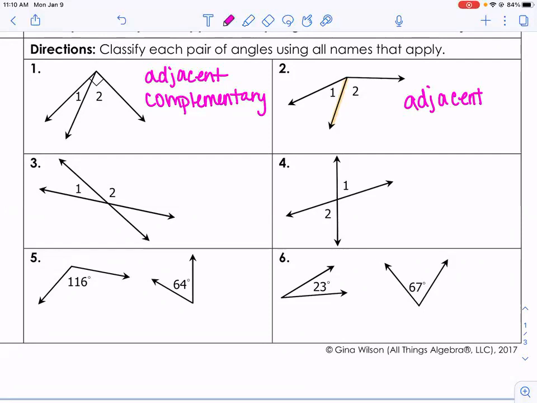Ryan, can we say that these are supplementary? Sure. Oh, wait. No, those two are not going to add to 180. Those two are not going to make a straight line. No way. Okay. All right. So now let's talk about number 3.